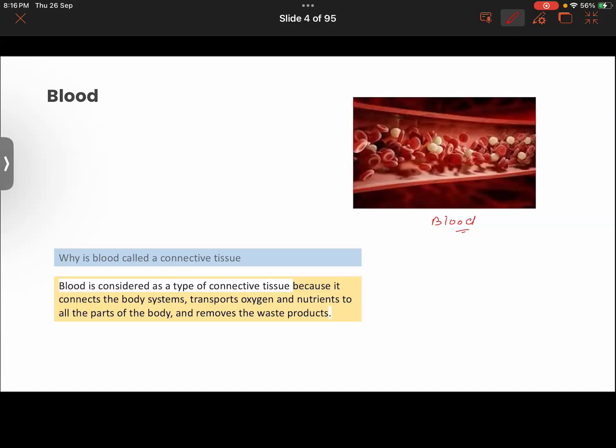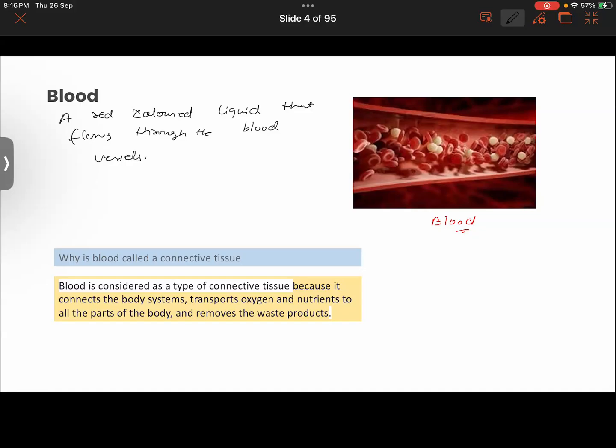Anyways, coming back to the main topic here, what we know about blood is that blood is a red colored fluid. It is a red colored liquid that flows in our body through the blood vessels, namely through the veins, arteries, etc.